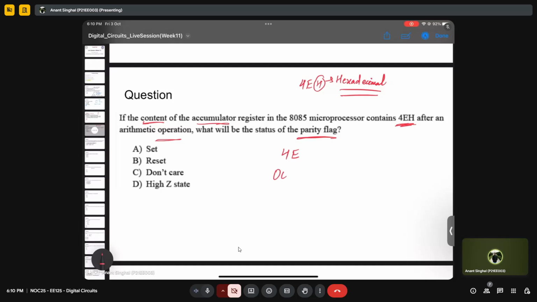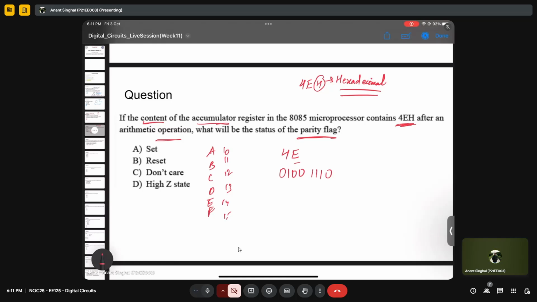So 4 is 0100, and for E you already remember that we have A, B, C, D, E, F, which are 10, 11, 12, 13, 14, 15. So E is 14, which is 1110.